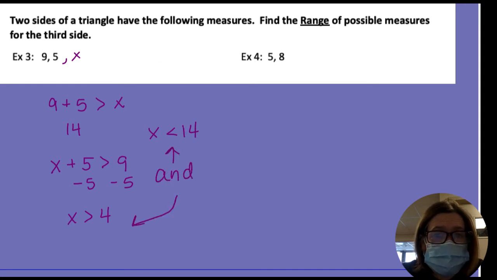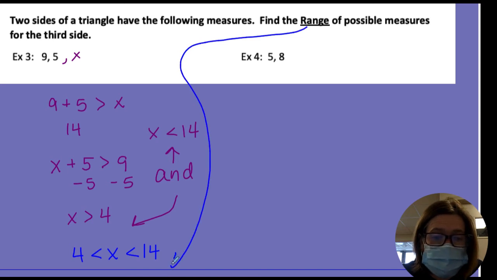All right, let's think about that for a second. As an inequality, remember today we figured out that we could write that as x needs to be between 4 and 14. If x is between 4 and 14, then a triangle will exist. That gives me the range of possible values.